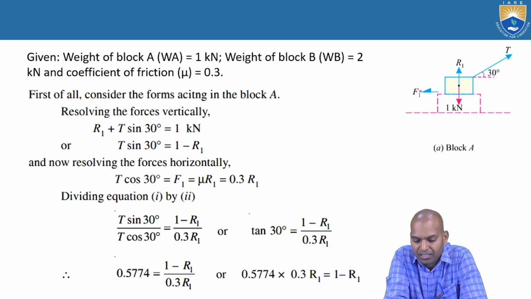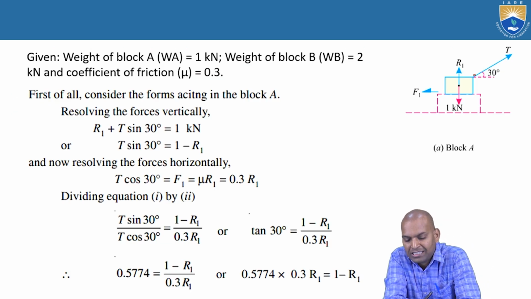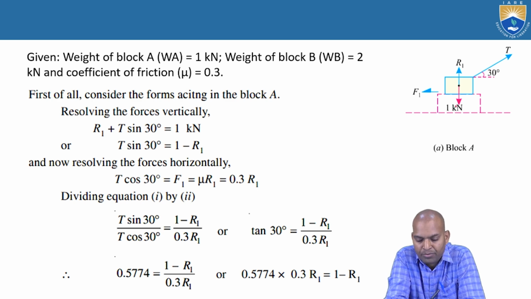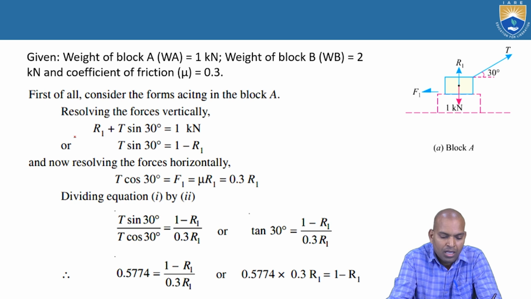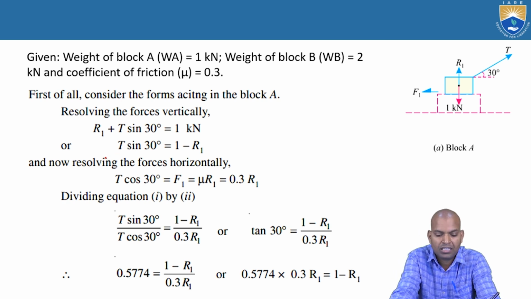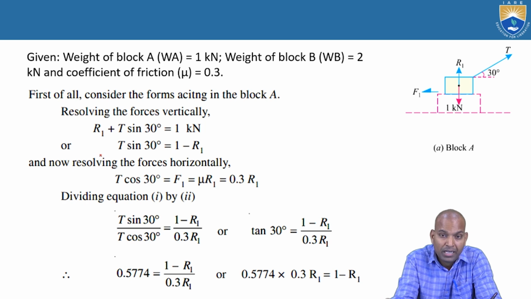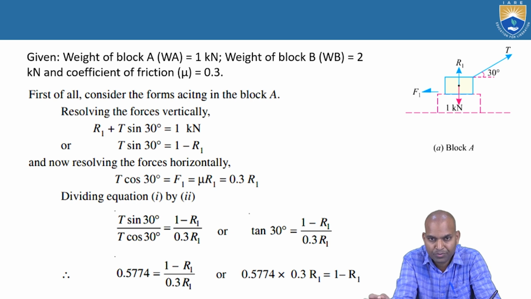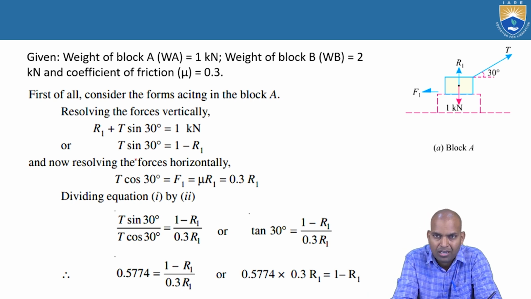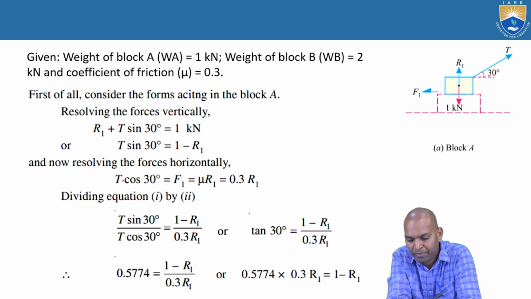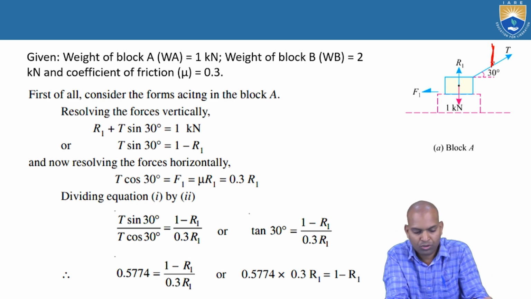The free body diagram is here. The tension force is T, the normal reaction is R1, and W, the weight of 1 kilonewton, is acting downwards. The frictional force is opposite to the direction of motion of the body, that is F1. Now resolving the forces vertically, R1 plus T sin 30 equals 1 kilonewton, that is T sin 30 equals 1 minus R1. I have already explained this in detail in previous sessions. Here I am summarizing what we have done, as a revision.